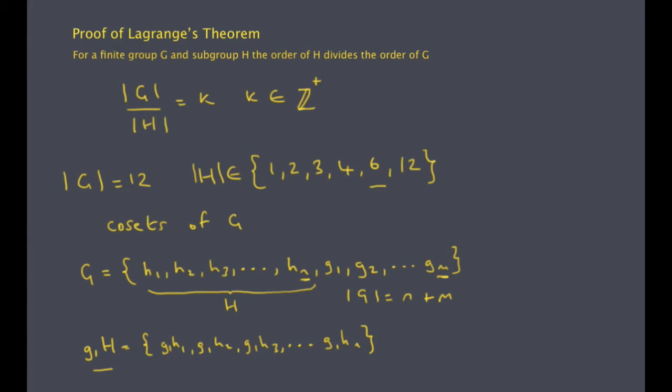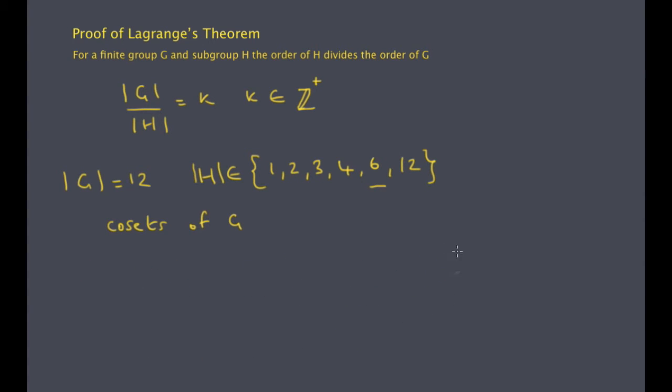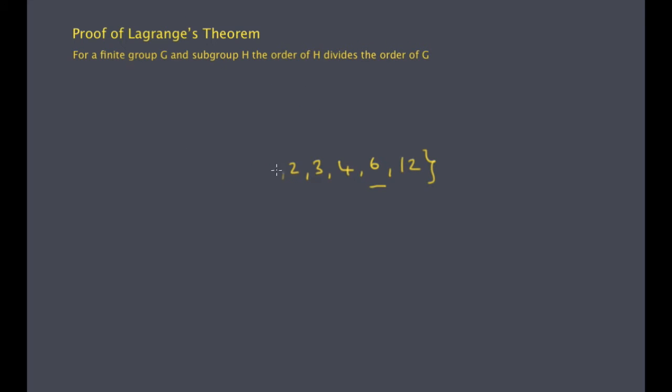Now we're going to prove 3 properties of cosets, and having done that we'll be able to move fairly quickly to proving Lagrange's theorem. So the first property we're going to prove is that every element of G is in a coset. So I'll just write this up here. Every little g in big G is in a coset.